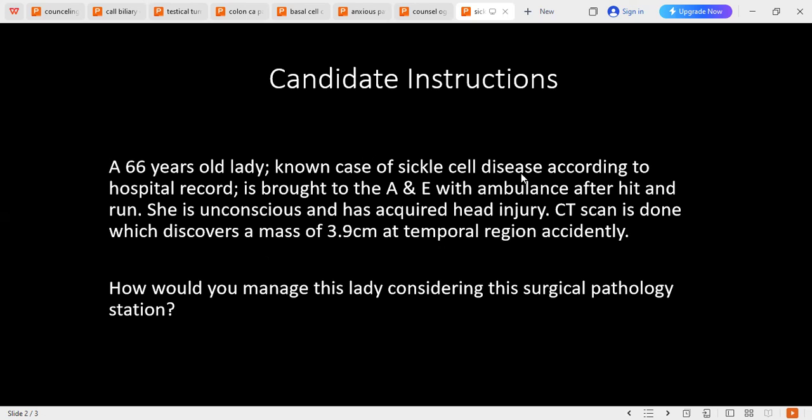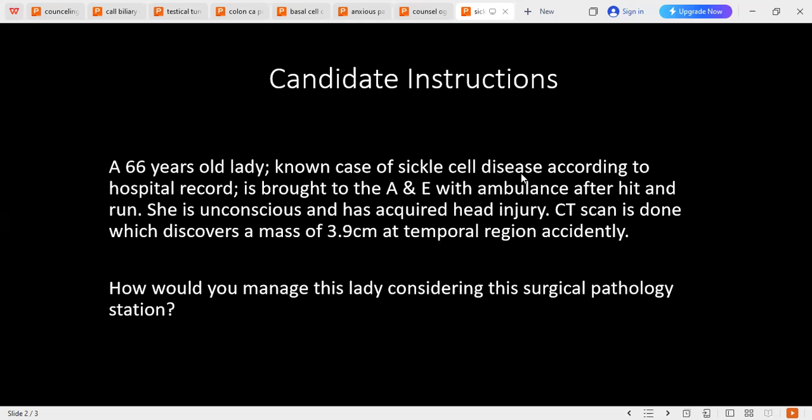Sickle cell disease is basically a common hereditary hemoglobinopathy, which leads to hemolytic anemia and vaso-occlusive phenomena for this patient. And it causes polymerization of the deoxygenated hemoglobin.